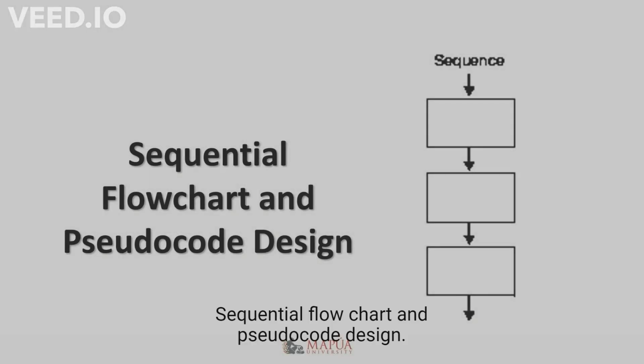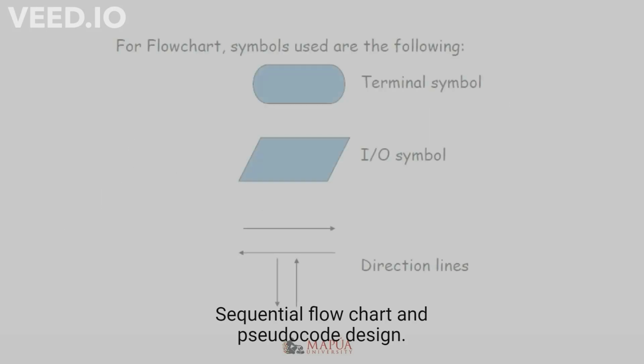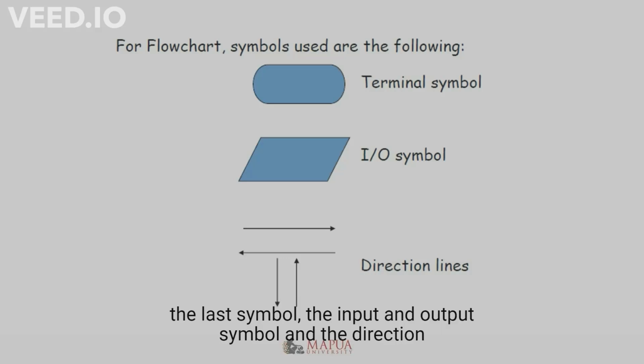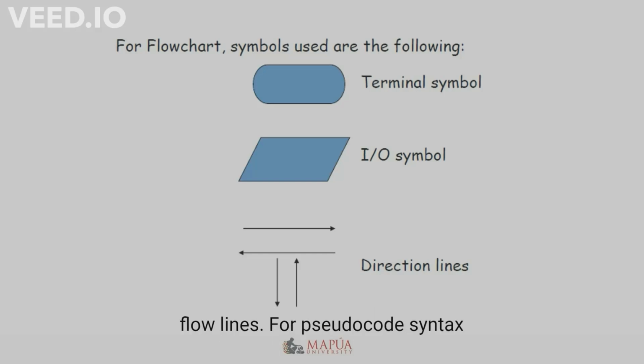Sequential flowchart and pseudocode design. For sequential flowchart, the symbols used are the following: the terminal symbol or the lozenge symbol, the input and output symbol, and the direction flow lines.